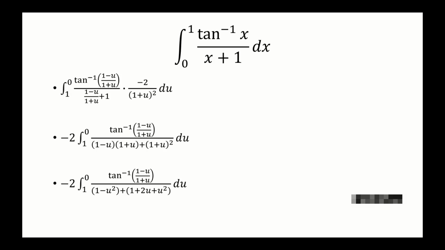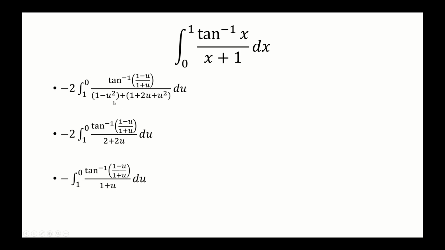The negative 2 comes outside, and then I can distribute the (1 plus u) squared to both the (1 minus u) over (1 plus u) plus 1. So that's just going to be (1 minus u) times (1 plus u) plus (1 plus u) quantity squared. And I can simplify the (1 minus u) times (1 plus u) as just 1 minus u squared. And then (1 plus u) quantity squared is 1 plus 2u plus u squared. So then we can just add the denominator and get 2 plus 2u. The good thing is I can factor out a 2 in the denominator, and then it cancels out with the 2 outside. So I just have 1 plus u in the denominator.